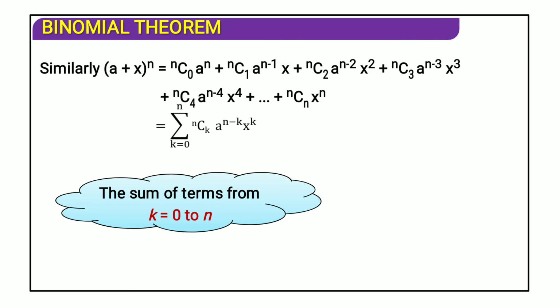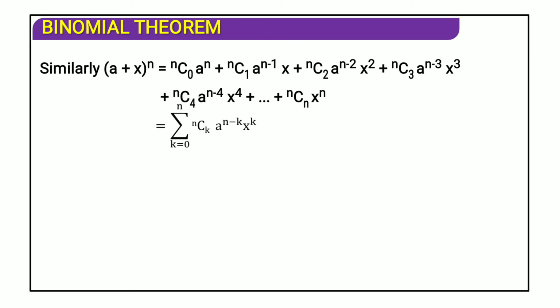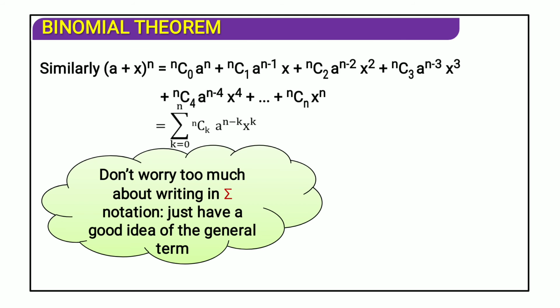See, the sum of terms from k equal to 0 to n is basically the binomial expansion. Don't worry too much about the writing in sigma notation. Just have a good idea about the general term only. Why so? Because if you know the meaning of sigma, then you need not write all this. You just need to write this thing only, and you can easily put the values. Hope you got this.